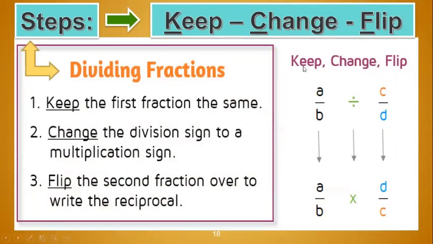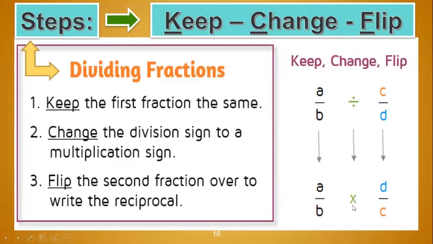So let's start with the keep. It means keep the first fraction. So giving this example, a over b divided by c over d, I mean. So keep the first fraction the same. So a over b will just be simply a over b. Then change the division sign to multiplication sign.